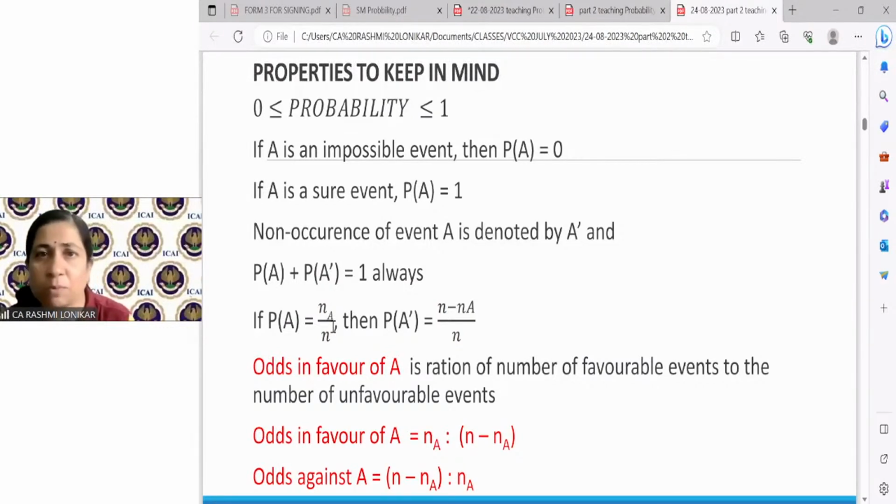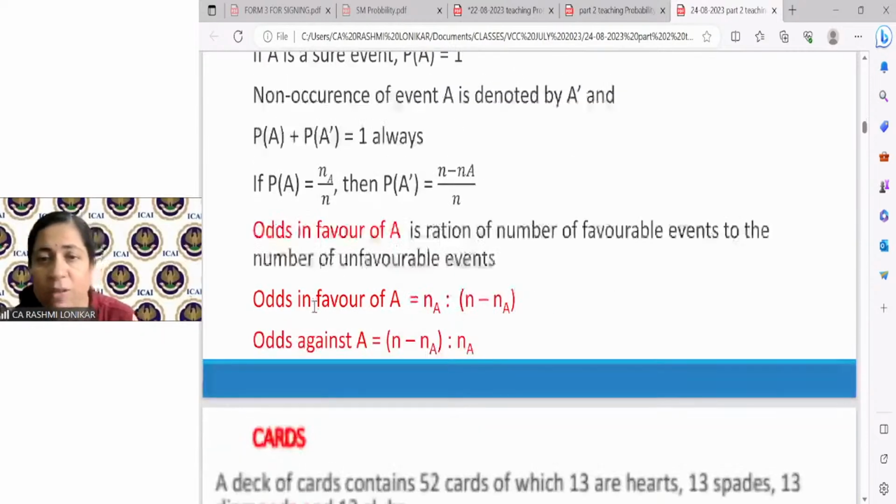So P of A plus P of A dash is always equal to 1. Odds in favor and odds against: odds in favor will be n(A) is to n minus n(A), and odds against will be n minus n(A) is to n(A). Remember, this is a ratio.